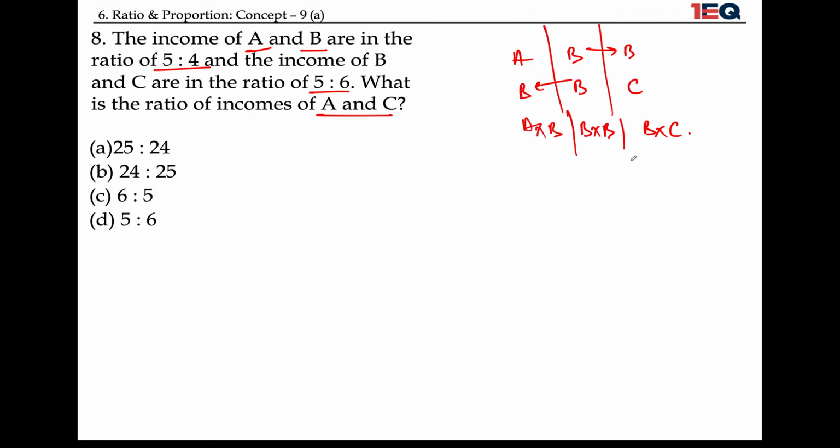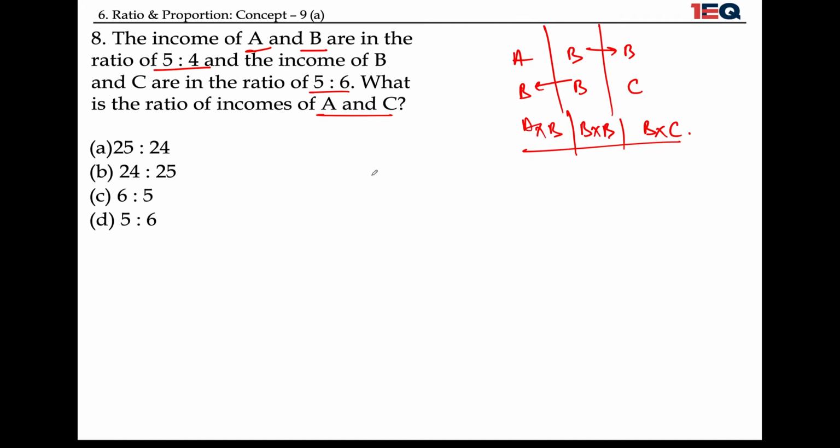It is nothing but the same thing of shifting digits from here to there. Whenever we find ratios in such a format, this B would shift here and make it B here, and then we would have A multiplied by B, B multiplied by B, and B multiplied by C. So this is the same thing that we are going to apply over here.